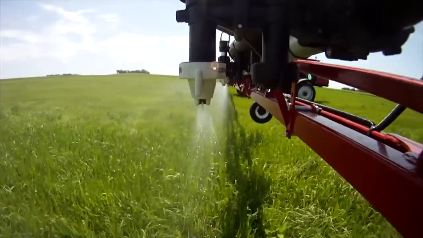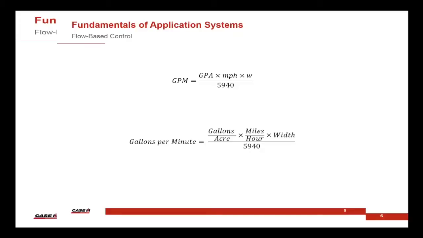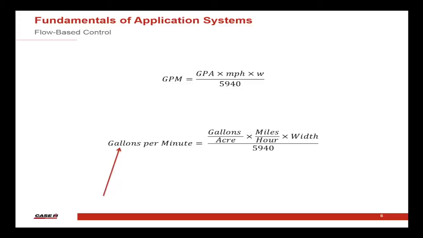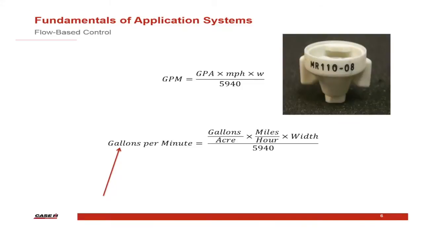Let's look at another way to visualize the way a rate controller works. This equation is the heart of any rate controlled system. Let's start by breaking it into its individual pieces. GPM, or gallons per minute, corresponds to the number on the tip. For example, an 008 tip would flow 0.8 gallons of product per minute. If we know the tip we want to use and we are looking to calculate the potential application rate, we would put in the potential flow here.